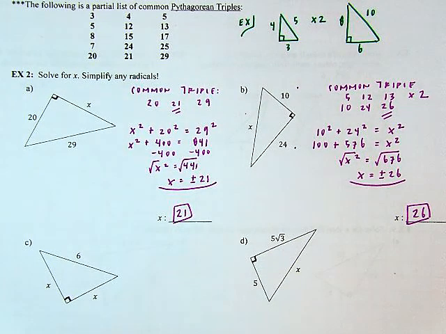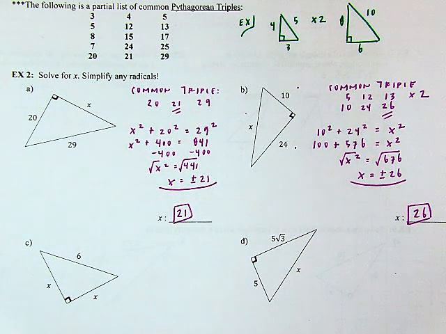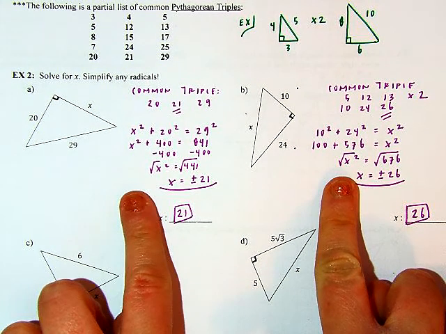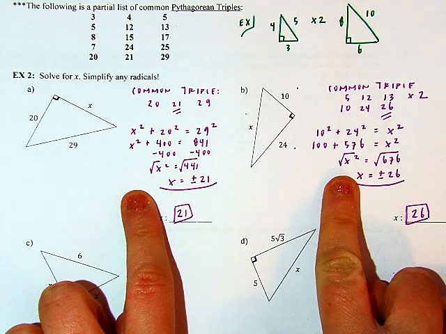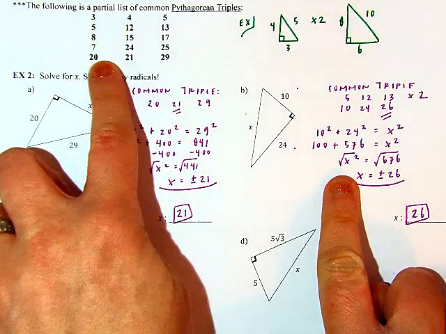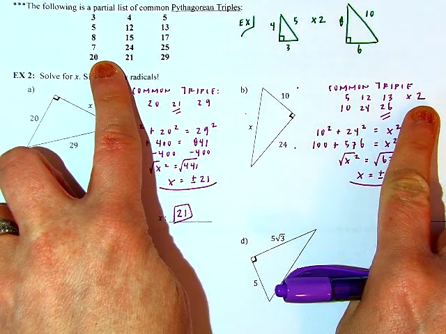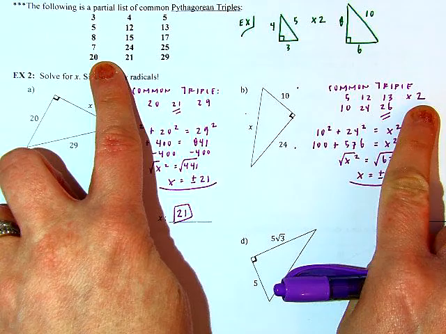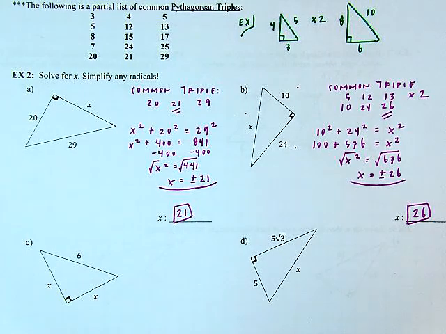And again, algebraically, we get the two answers, but geometrically, x is a side, x has to be positive, only the 26. So here are two examples of a common triple built in. Here, just a common triple, and here it was a multiple of a common triple. Every side got doubled. So if you can recognize those patterns, it gives you a shortcut. If you can't, you're just using Pythagorean theorem.